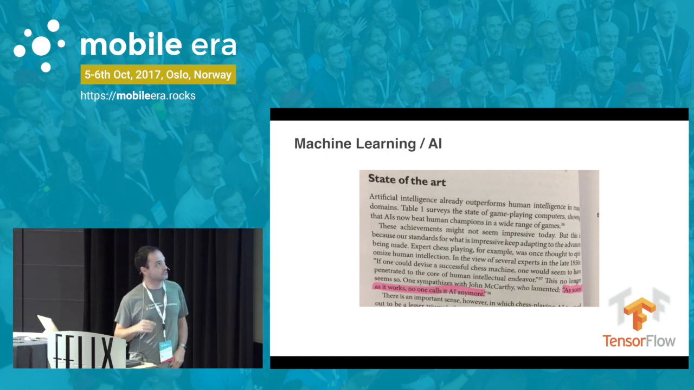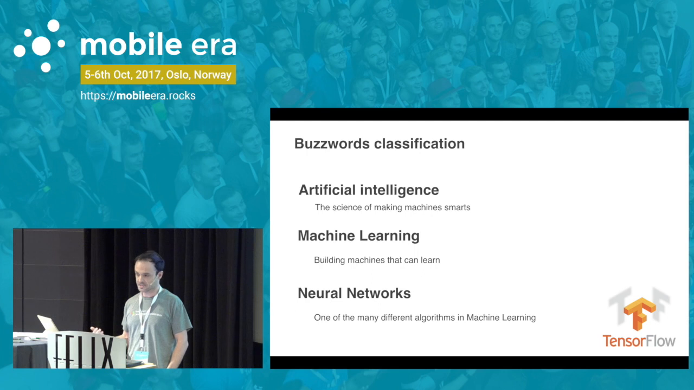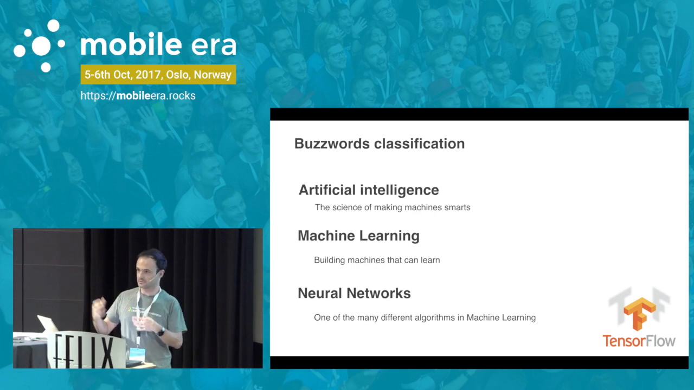So here is my third contribution to classifying the buzzwords today. Artificial intelligence is the science of making machines smart. We can have a machine that creates music, a machine that translates language, a machine that is able to identify objects. That would be artificial intelligence.